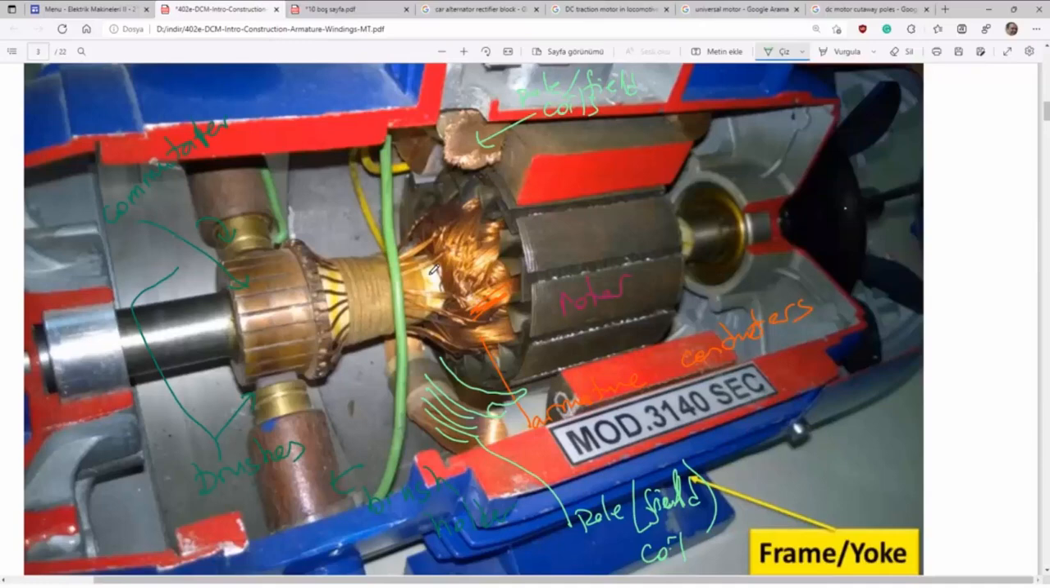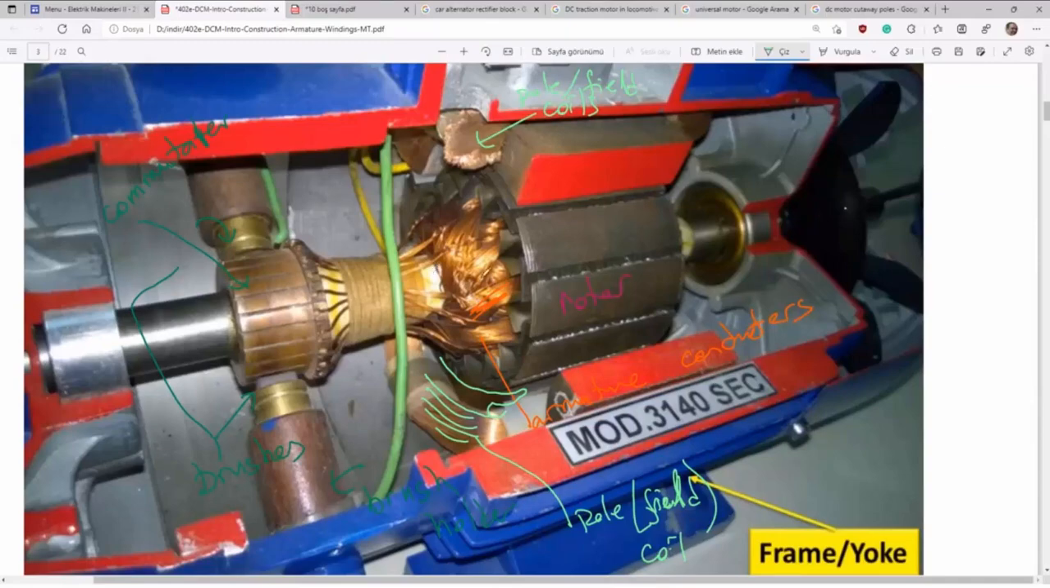Mohammed asks whether a DC motor should have a magnet. Yes, to make energy conversion, we need an electromagnetic field. But that electromagnetic field can be generated by using DC field current or by using permanent magnets. Both are okay, but especially in small power machines, we use permanent magnets.